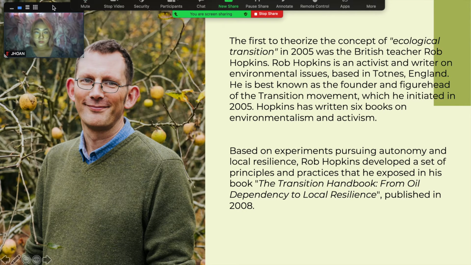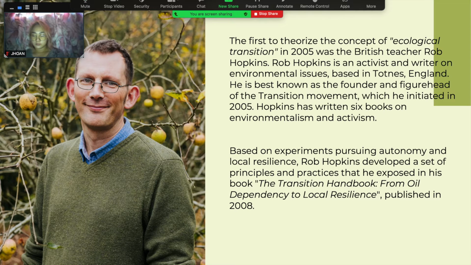The first to theorize the concept of ecological transition in 2005 was the British teacher Rob Hopkins. Rob Hopkins is an activist and writer on environmental issues based in Totnes, England. He is best known as the founder and figurehead of the transition movement, which he initiated in 2005. Hopkins has written 6 books on environmentalism and activism.